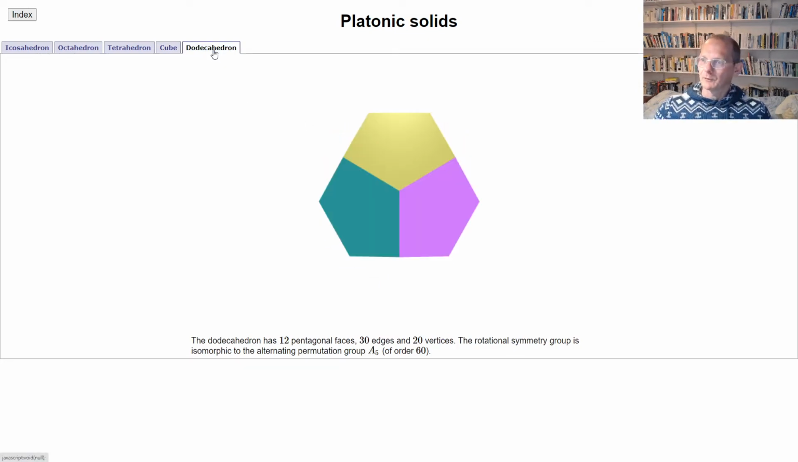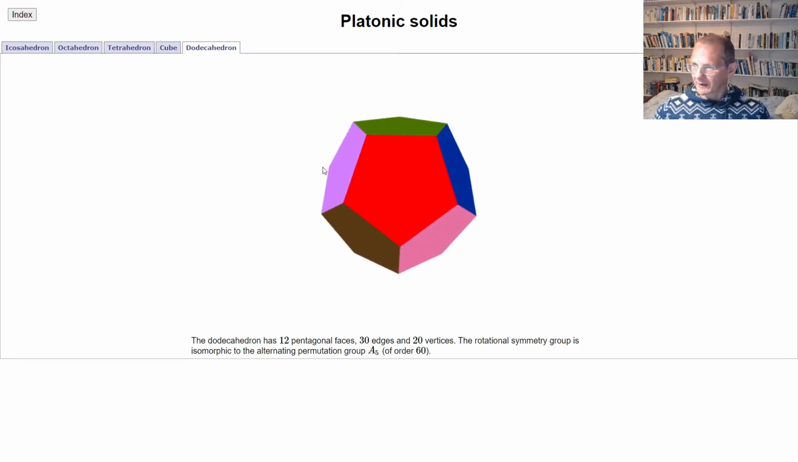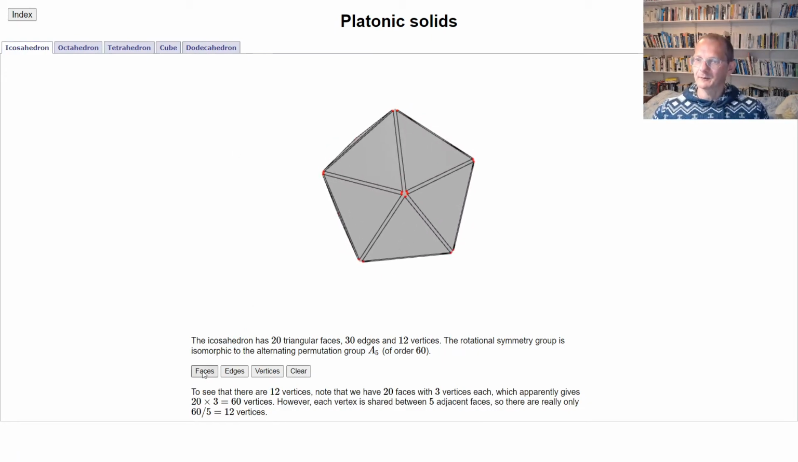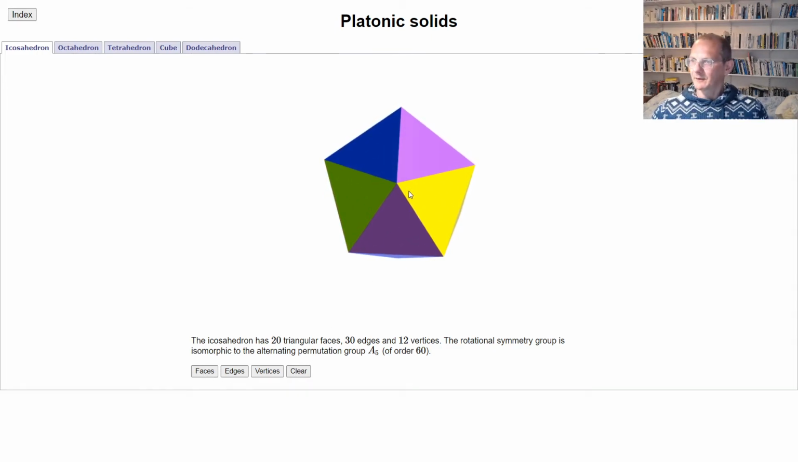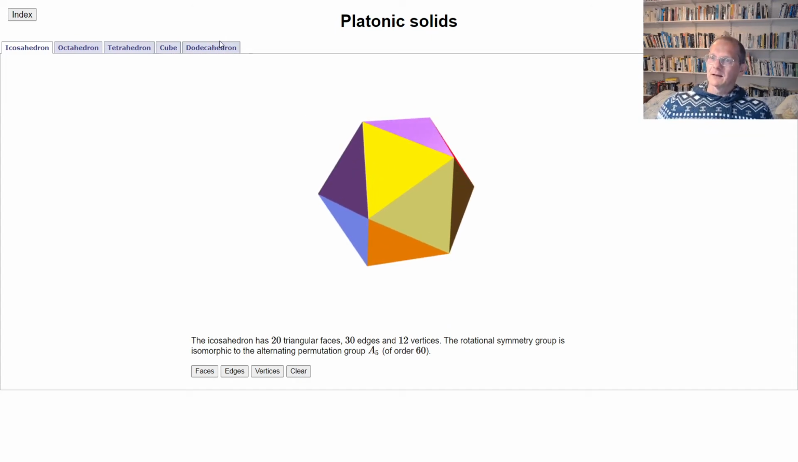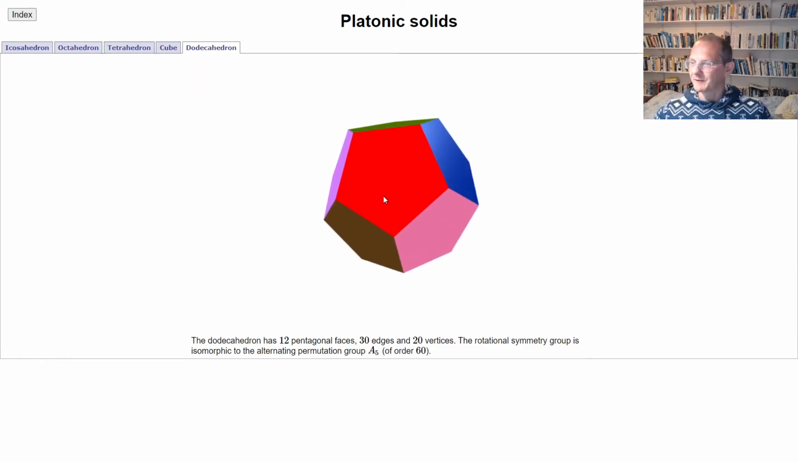And finally, we'll look at the dodecahedron. Okay, so in this case we've got pentagons. We've got a 5-fold rotational symmetry, and notice that that's also the same as the 5-fold rotational symmetry that we see here. If we look at it this way, it kind of looks like a pentagon. We've got 5 of these triangles meeting at every vertex. So there's a close relationship between the dodecahedron and the icosahedron, which we'll examine in more detail later.